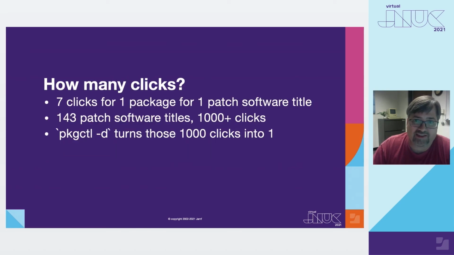So how many clicks does this save? It takes 7 clicks to define 1 package for 1 patch software title. It would take over 1,000 clicks to define 143 patch software titles. Package control -d would turn those 1,000 clicks into 1.